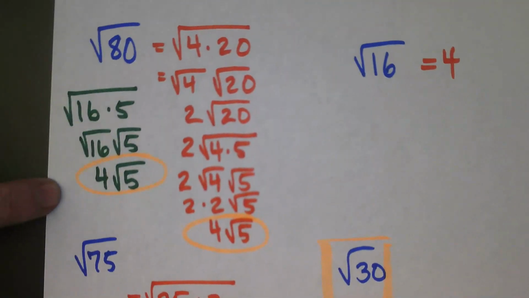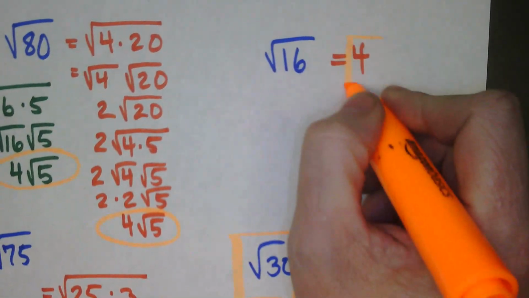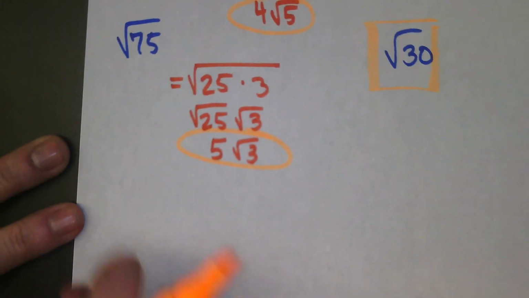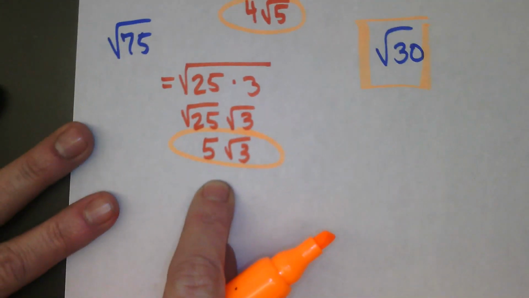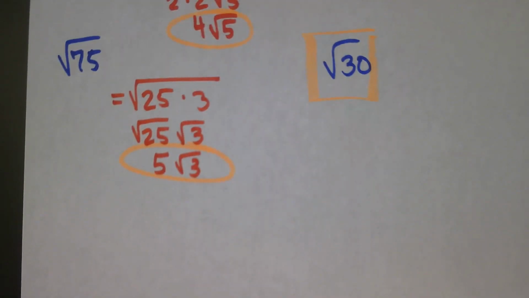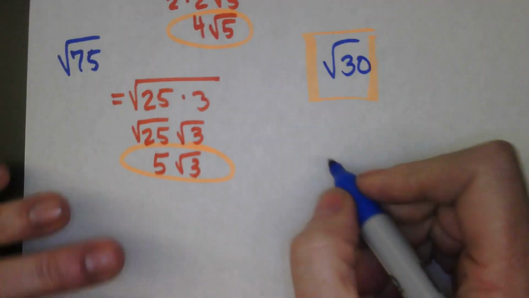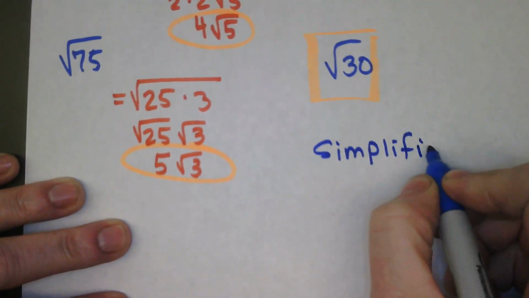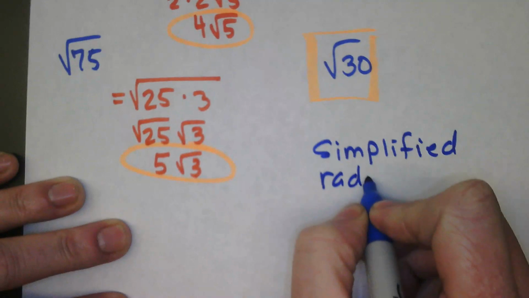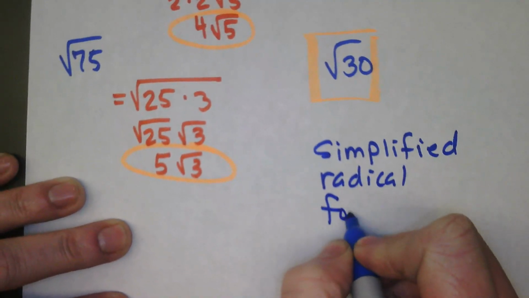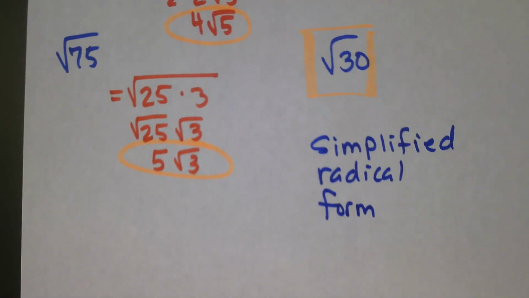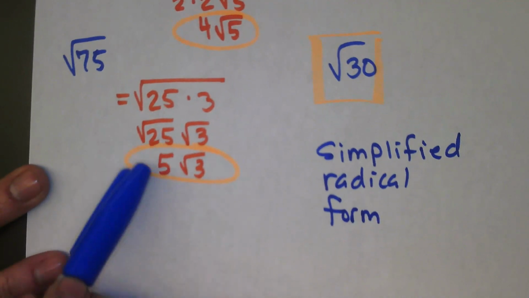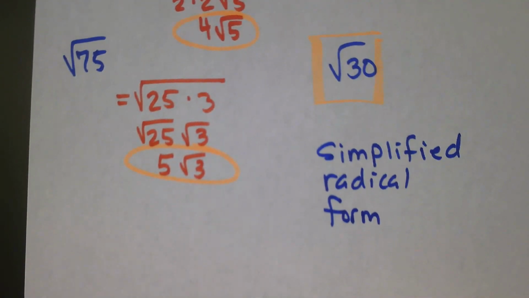So the square root of 80 became 4 square roots of 5. The square root of 16 just simplified to the whole number 4. The square root of 75 simplified to 5 square roots of 3. And the square root of 30 is already in what we call simplified radical form. So again, the idea is just to pull out the perfect square and then take the square root of that number. We get a whole number on the outside.